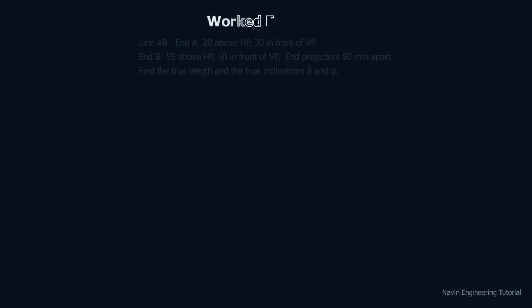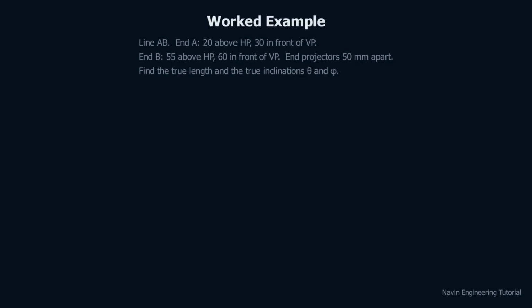Let's put it all together on one problem. Line AB. End A is 20 above the horizontal plane and 30 in front of the vertical plane. End B is 55 above and 60 in front. Their projectors are 50 apart. Find the true length and both inclinations.